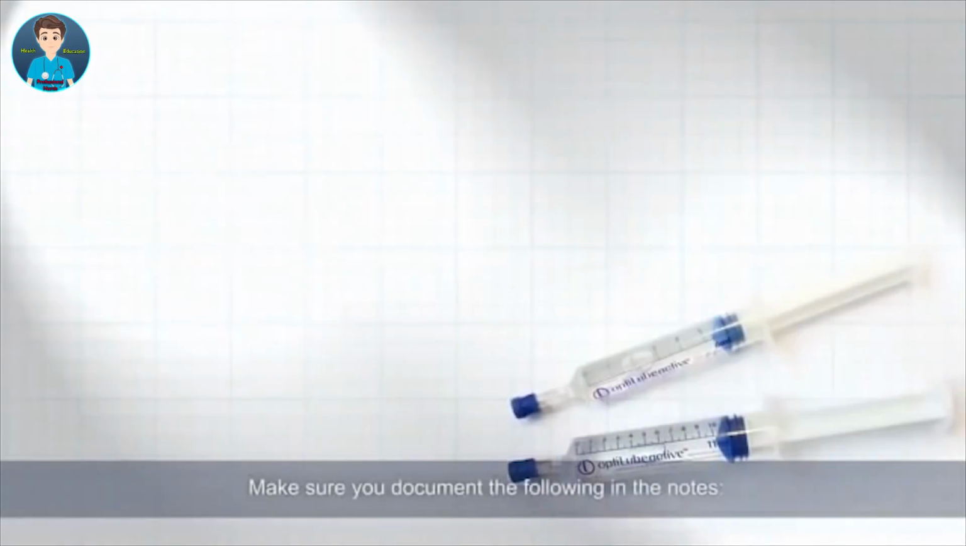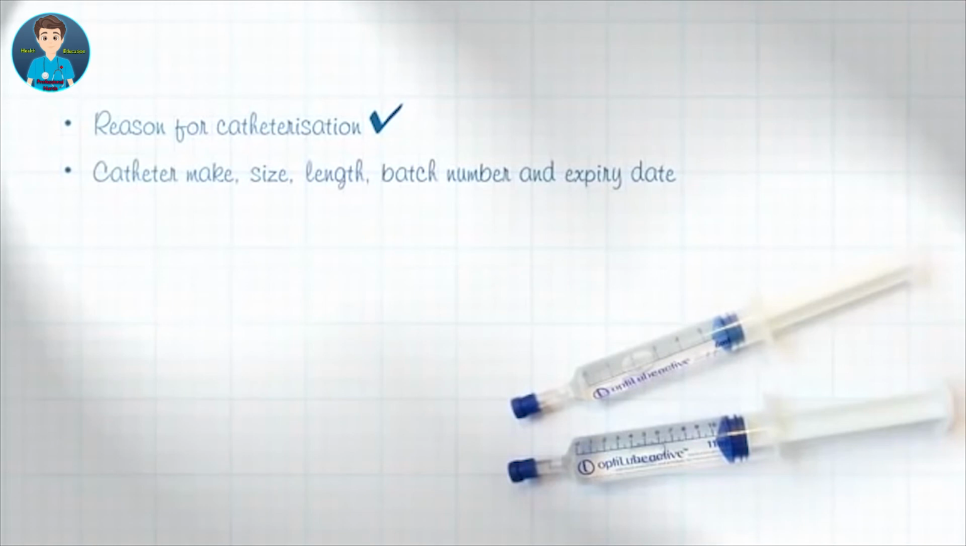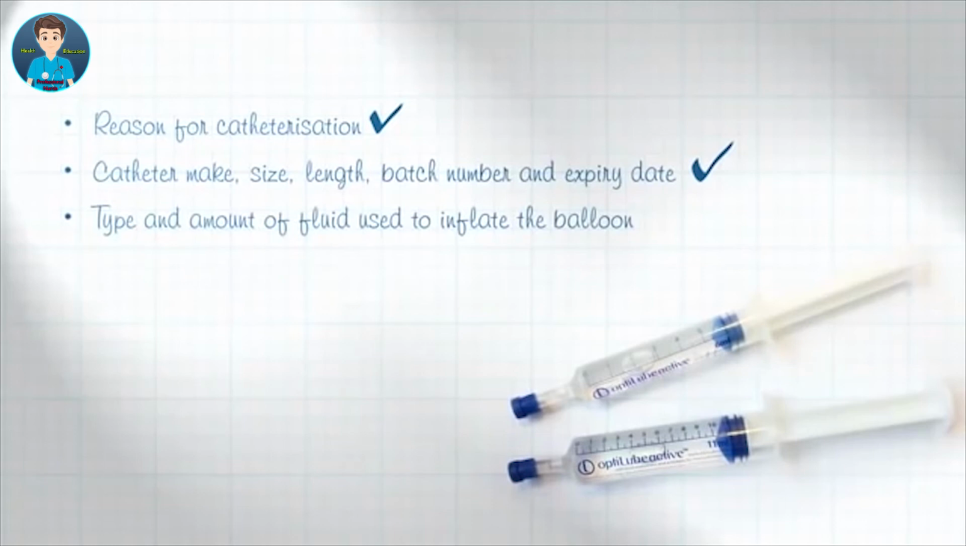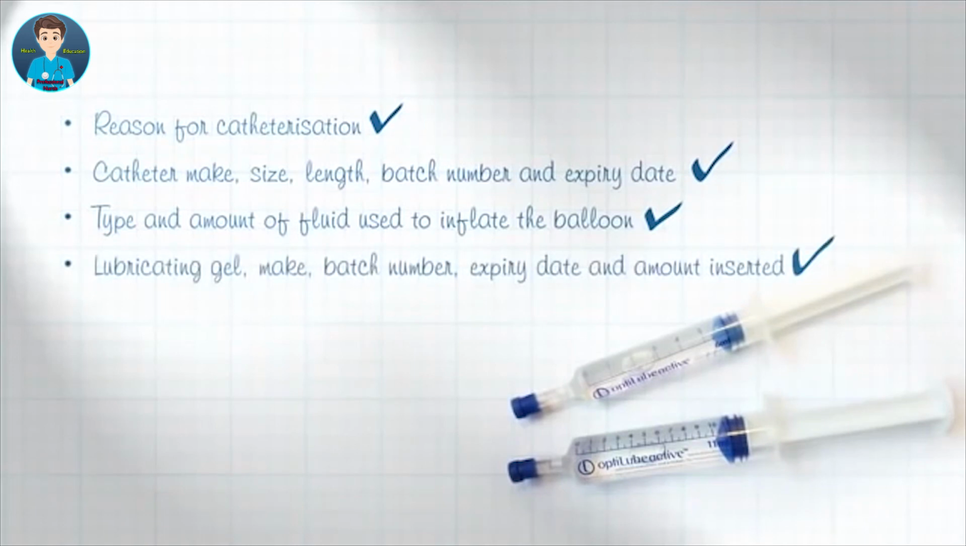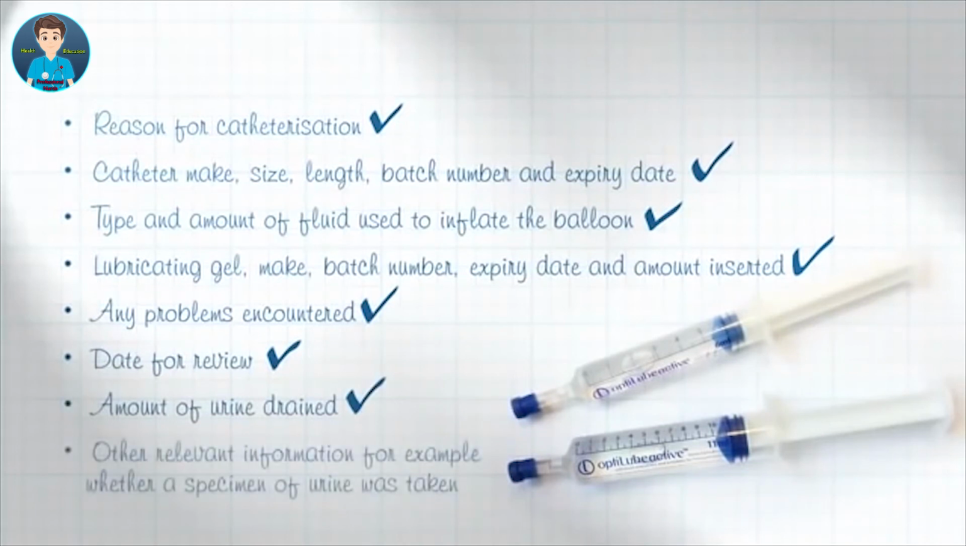Make sure you document the following in the notes: the reason for catheterization, the details of the catheter, including the make, size, length, batch number and expiry date, along with the type and amount of fluid used to inflate the balloon, including batch number and expiry date of fluid if required, the batch number and expiry date of the lubricating gel and the amount inserted, details of any problems during the catheterization process, the date when the catheter should be reviewed, the amount of urine which drained from the bladder, and any other relevant information, for example, whether a specimen of urine was taken.